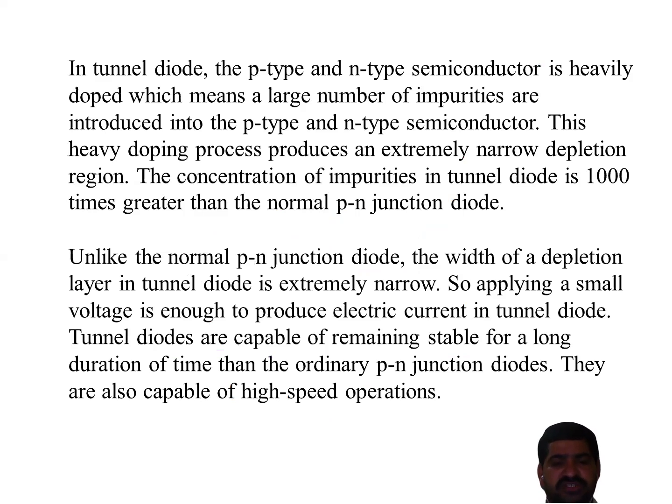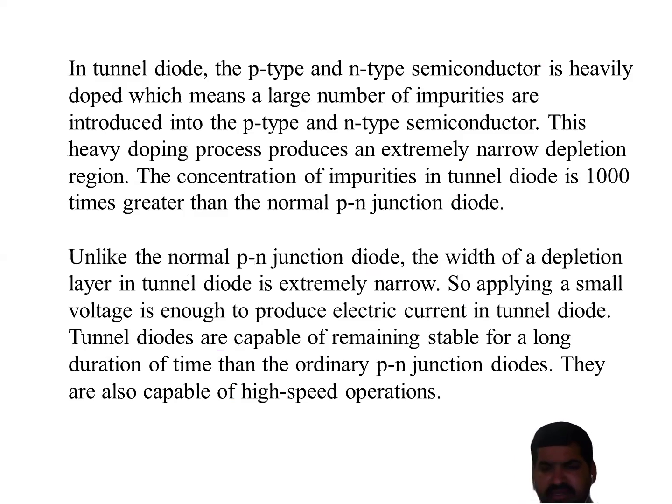The concentration of impurities in tunnel diode is 1,000 times greater than in normal PN junction diodes. So unlike the normal PN junction diode, the width of the depletion layer in tunnel diode is extremely narrow. So applying a small voltage is enough to produce the electric current in tunnel diode. Only a small voltage is enough to produce the electric current in tunnel diodes.